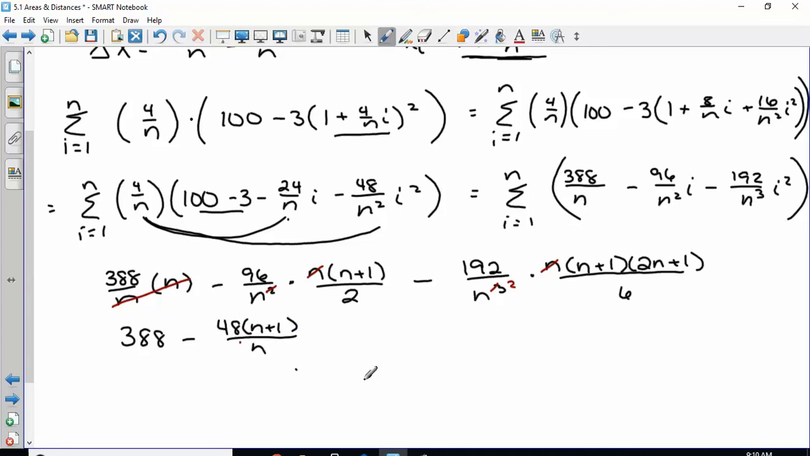Now you could go ahead and simplify that more. I'm just trying not to skip too many steps at once. Okay, 192 divided by 6. And I'm going to go ahead and FOIL that.